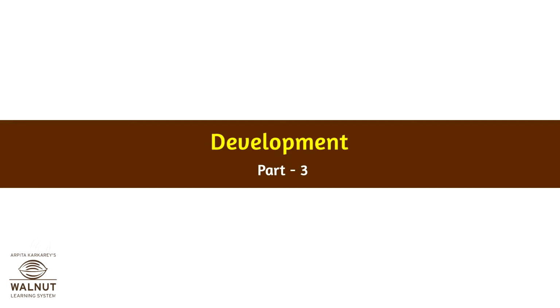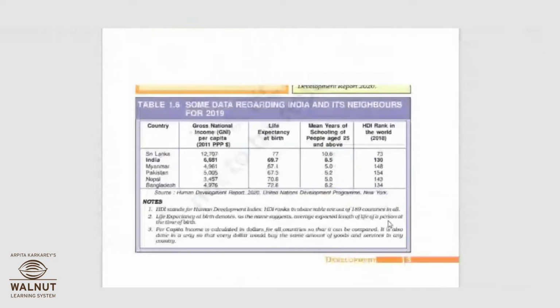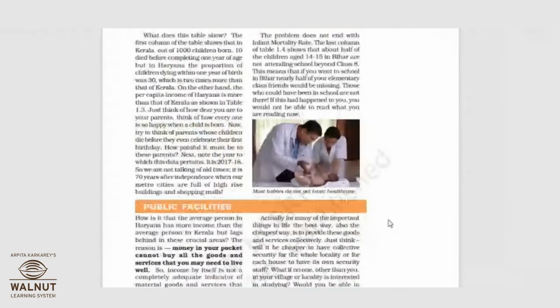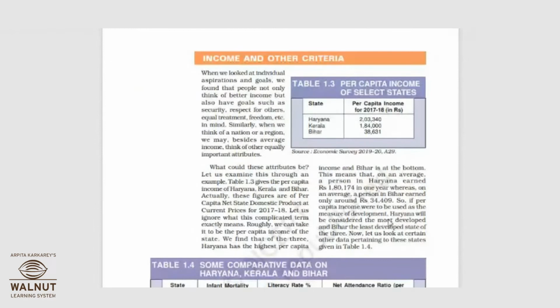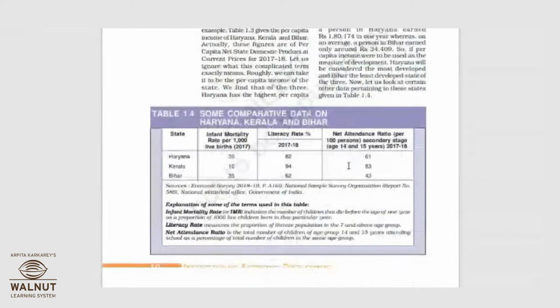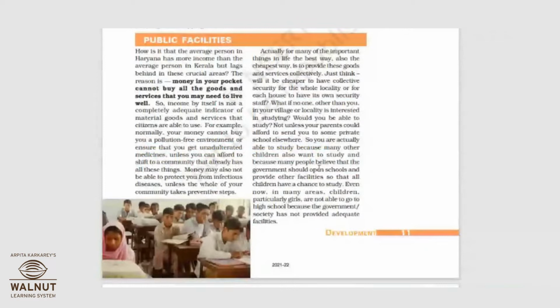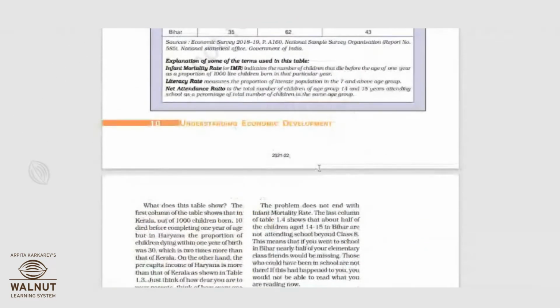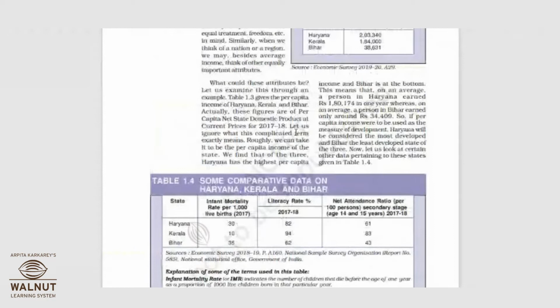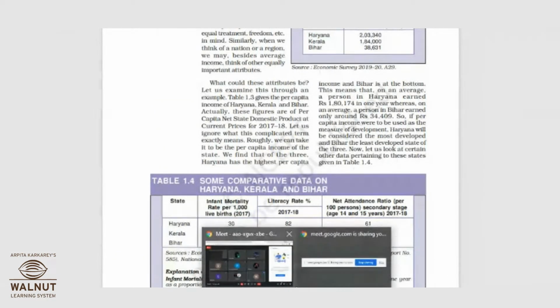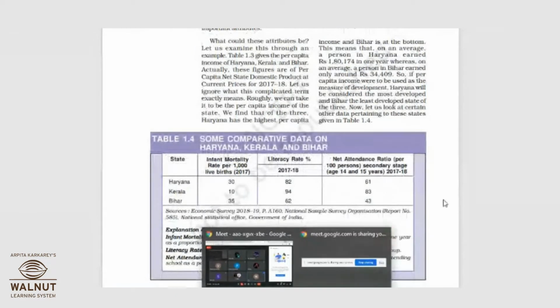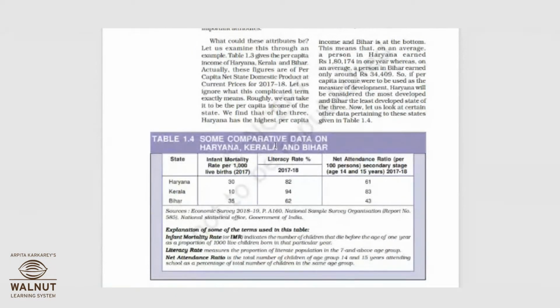So let's start today's work. I'll open the textbook and let's start. Okay, yes. So we were here yesterday, isn't it? Income and other criteria. So today, what we'll do is, I think we had finished discussing this, right? And we were on public facilities, correct? Or do you want to read this again, just to recap? Is this fine? Do you remember that we were doing this? Yes, ma'am. So, can we continue?